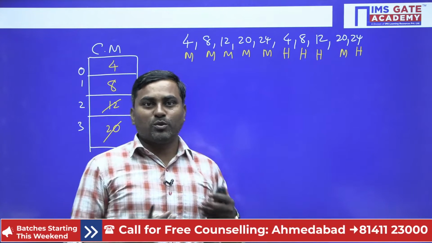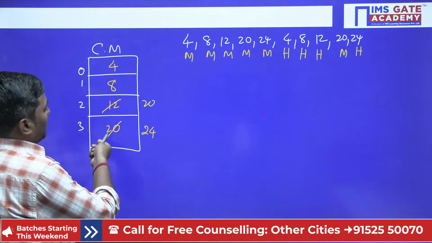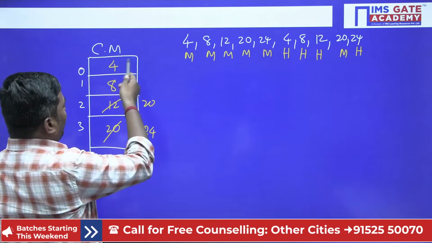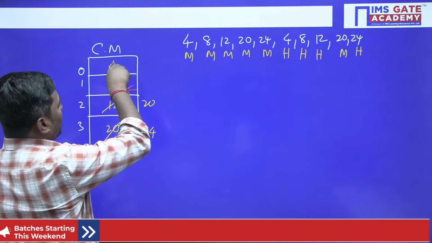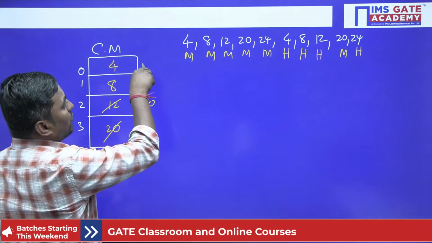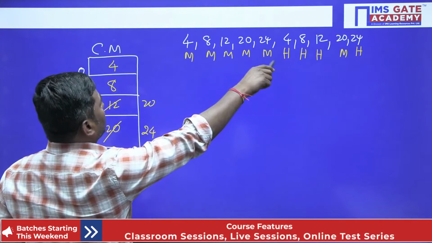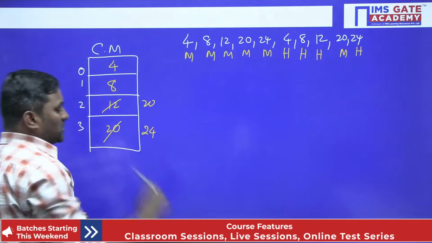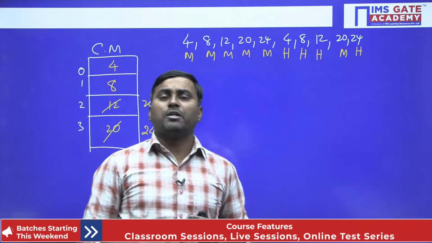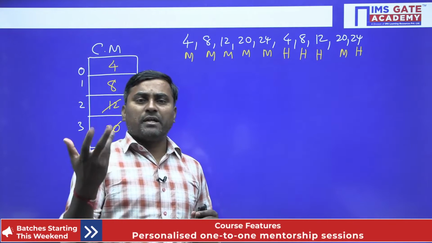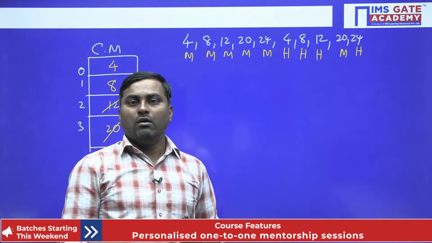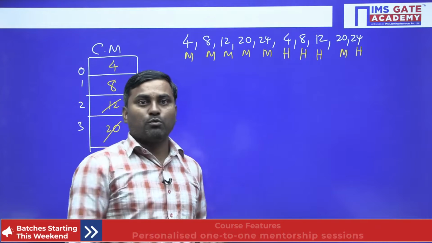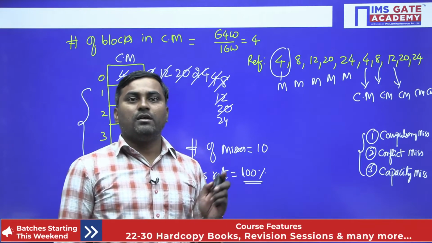Then you can ask me, sir, instead of replacing 20, what if you had replaced 4 and placed 24? Then 4 is going to miss, 8 is going to miss. So we can work that out with replacement policies. If we use a better replacement algorithm for choosing the blocks for removal, then definitely we can improve this approach also.